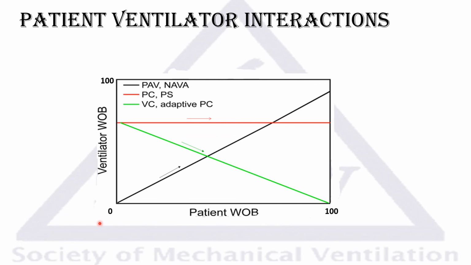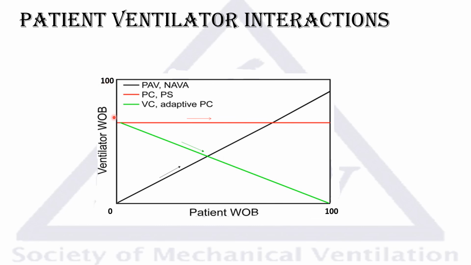This is one of my favorite graphs, and I put it probably in a couple of other videos, and it just shows the interaction between the patient work of breathing during the breath and the ventilator work of breathing. So here from 0 to 100, meaning here the patient is passive, not doing any work, and here the patient is doing a lot of work. So when the patient is passive, the ventilator in any mode is doing 100% of the work.